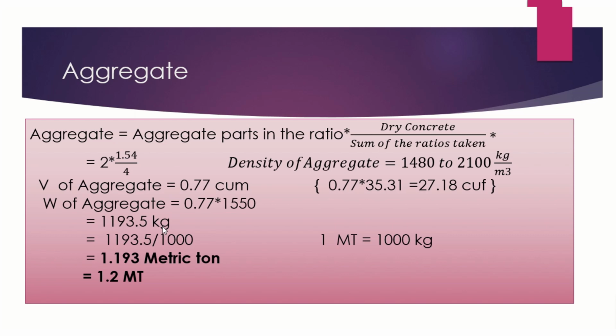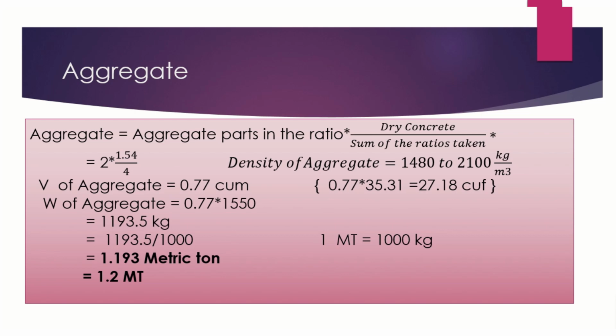1193.5 kg. Now if we need to convert this kg into metric ton, then we need to divide this kg by 1000 and we'll get 1.193 metric ton, or we can say 1.2 metric ton. So for 1 meter cube of concrete, we require 1.2 metric ton of aggregate.